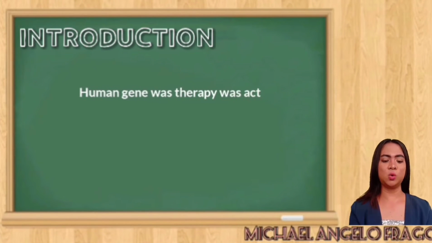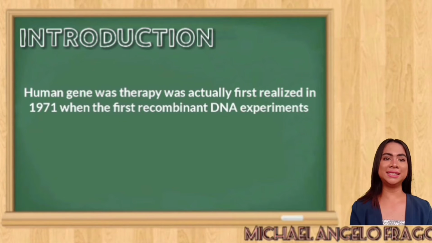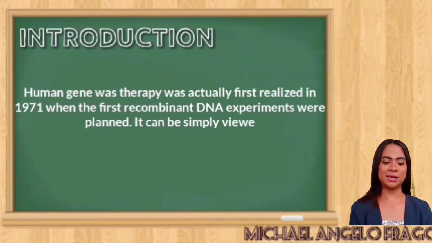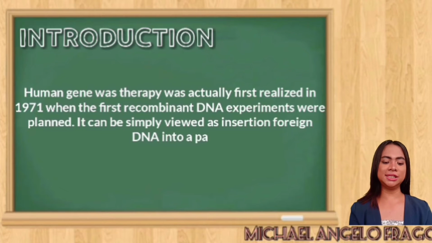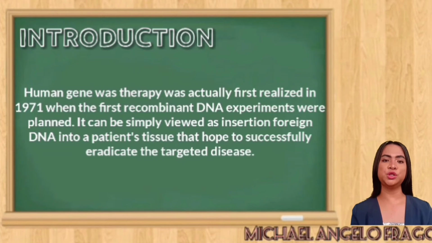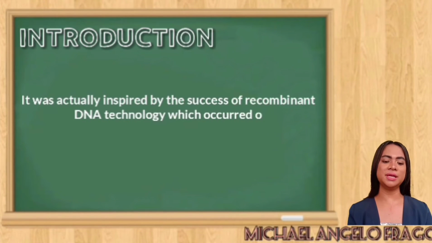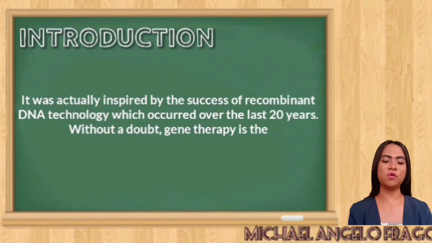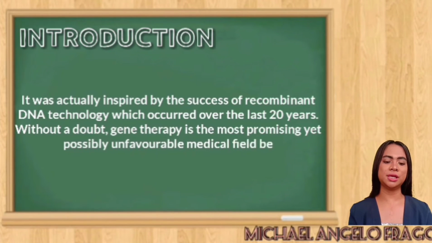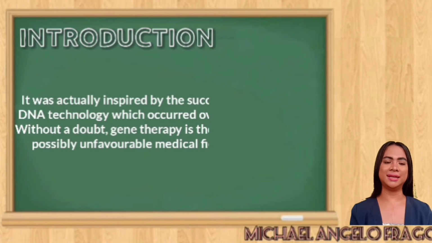Gene therapy was actually first realized in 1971 when the first recombinant DNA experiments were planned. It can be simply viewed as the insertion of foreign DNA into a patient's tissues in the hope of successfully eradicating the targeted disease. It was actually inspired by the success of recombinant DNA technology which occurred over the last 20 years. Without a doubt, gene therapy is the most promising yet possibly unfavorable medical field being studied.